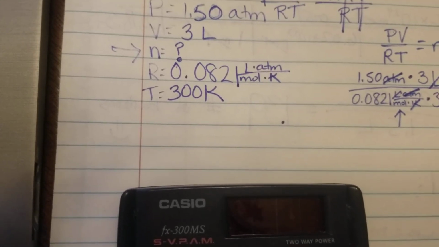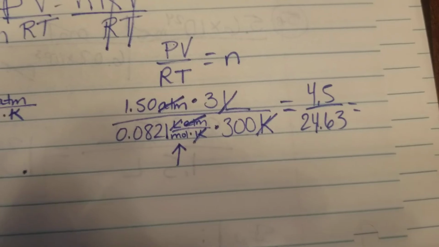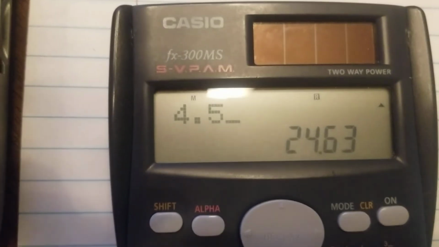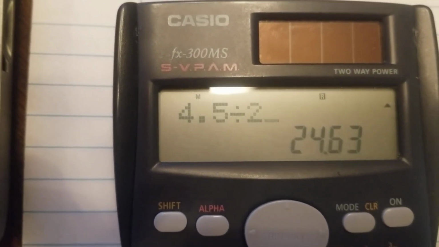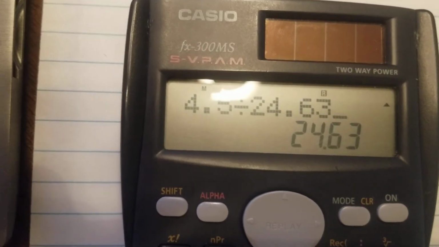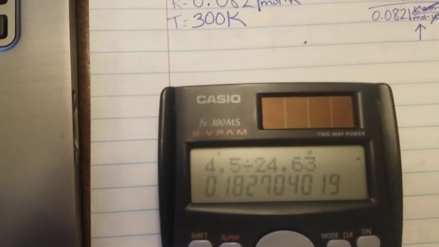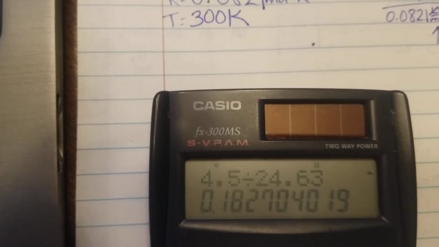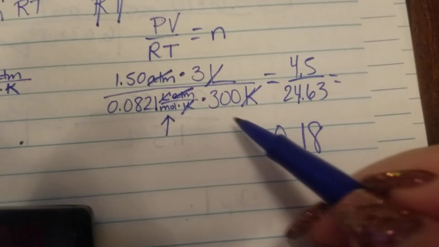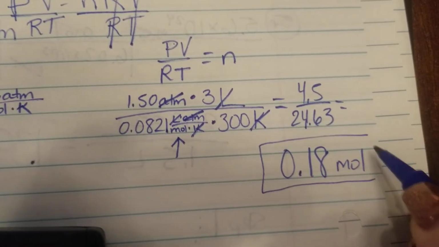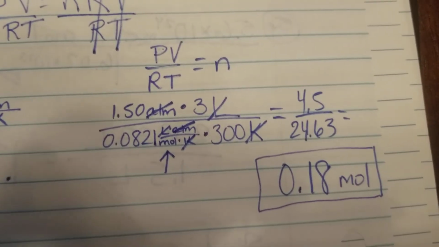All right. Divide those. 4.5 divided by 24.63. What does that give us? 0.18 rounded to the hundredths place. And the units, remember, the only units that didn't cancel are moles. So that's our answer. That's how you solve for moles.